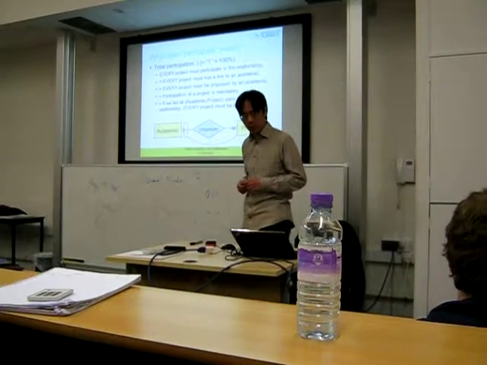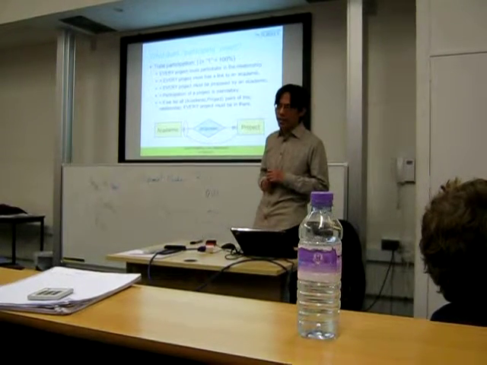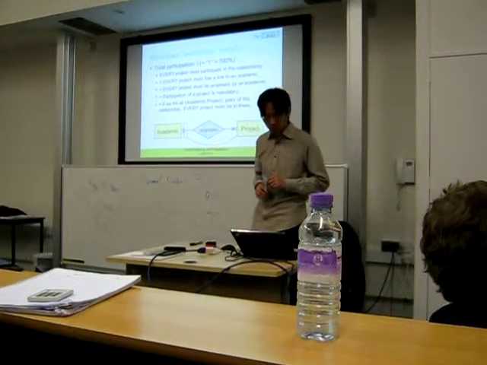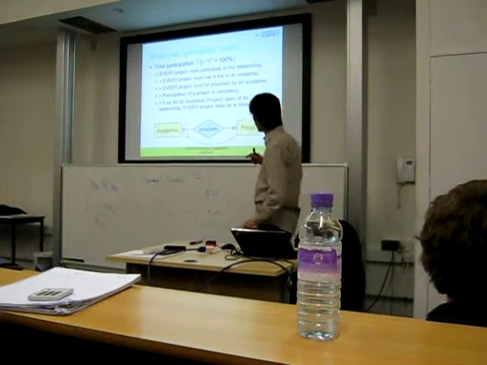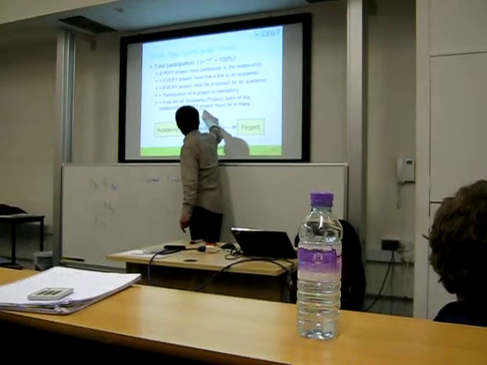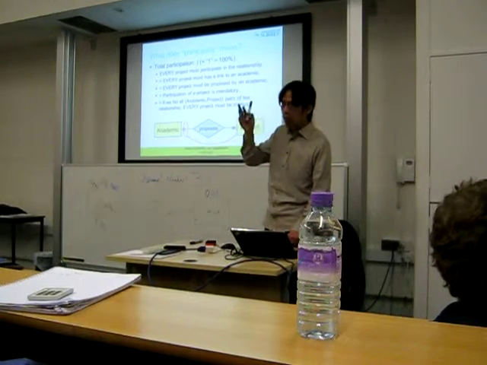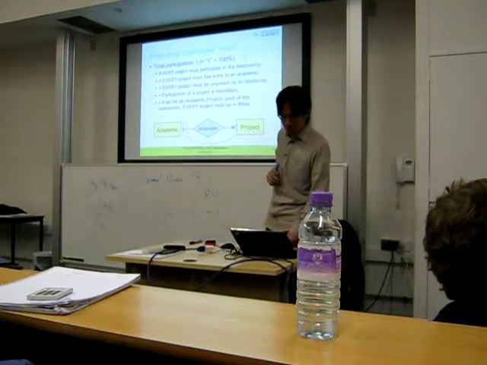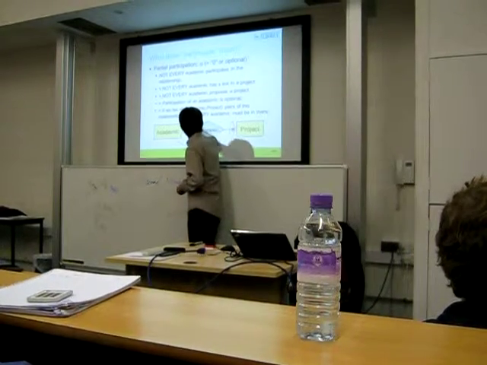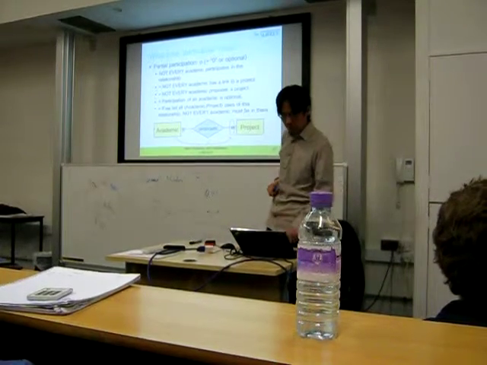A bit more explanation. Total participation means every project must participate in the relationship, must have a link, must be proposed. If you accumulate all the pairs, academic and projects, you find every project must be there at least once. This is total participation, which means you cannot escape. And partial means that not every academic must be there, because you don't have to.